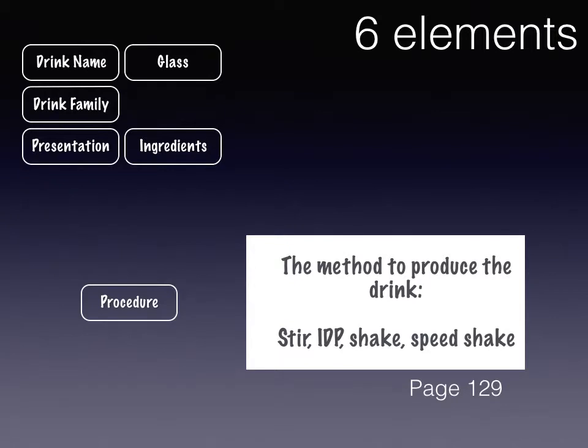The procedure refers to how we assemble or make the drink. Our 4 basic procedures are stir, IDP, which stands for ice down pour, then there's the shake method and the speed shake method.